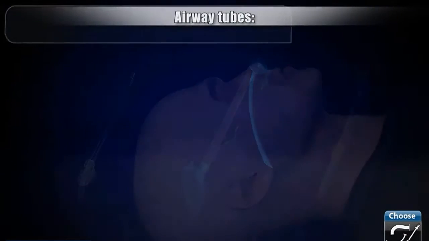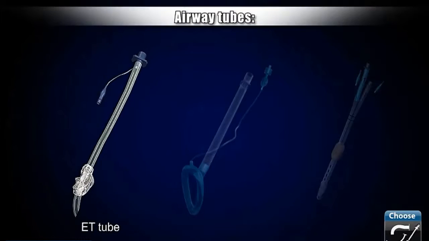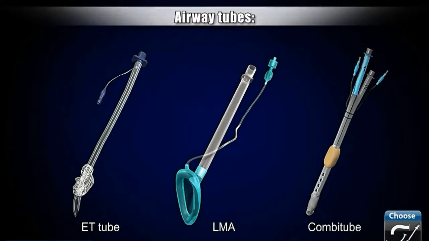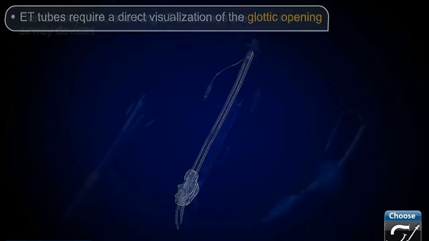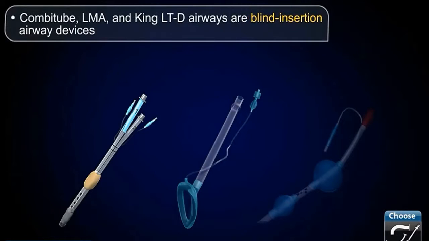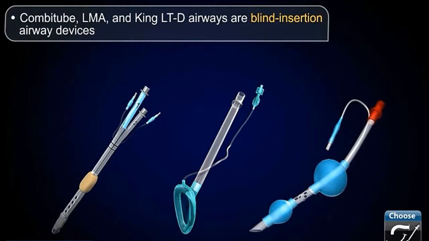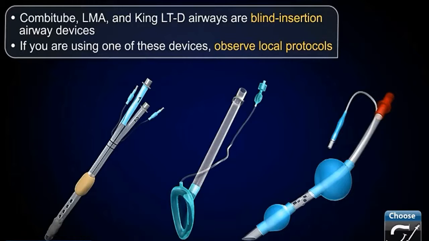An advanced level provider may choose to use an endotracheal tube or ET tube, laryngeal mask airway, or an LMA or a combi tube. Using ET tubes requires direct visualization of the glottic opening, whereas combi tube, LMA, and King LTD airways are common blind insertion airway devices. If you are using one of these devices, be sure to observe local protocols.